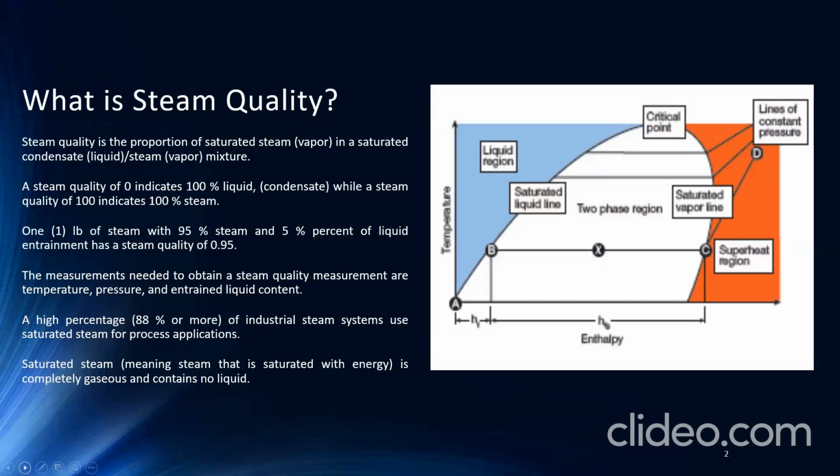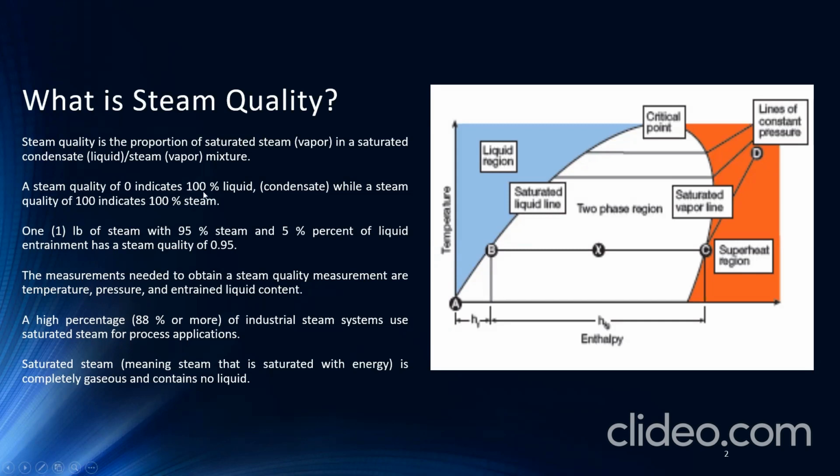Steam quality is the proportion of saturated steam vapor in a saturated condensate liquid steam vapor or vapor mixture. So ito yung mixture mo. So ilan yung saturated steam or vapor, then ilan yung liquid in mass, by mass.